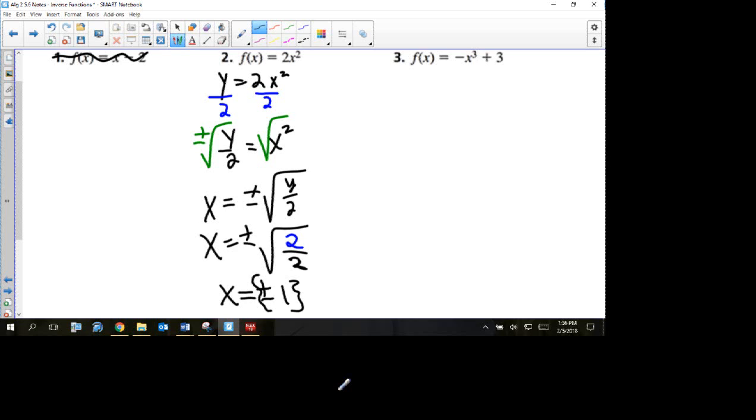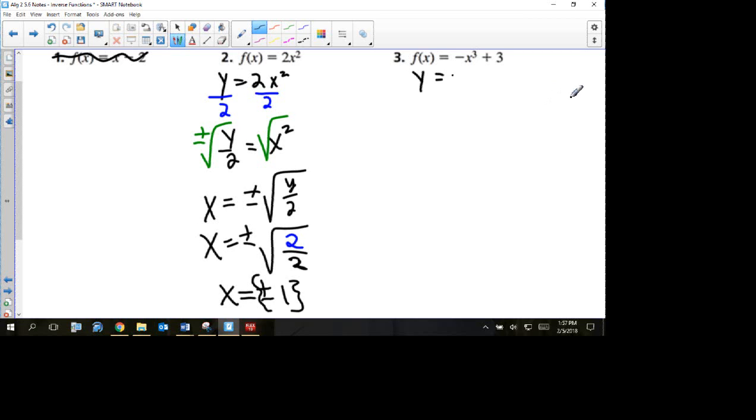That means if you went back up to the very original question and you put in 1 for x squared, and then multiply by 2, you should get 2. Or if you put a negative 1 and square it, multiply by 2, you should also get 2. Which it works. Okay, how about number 3?